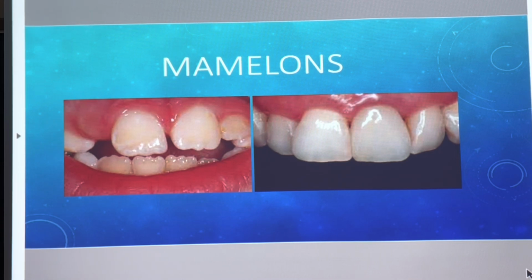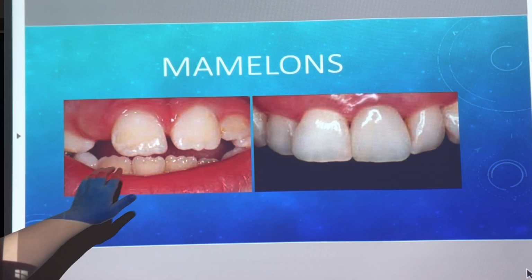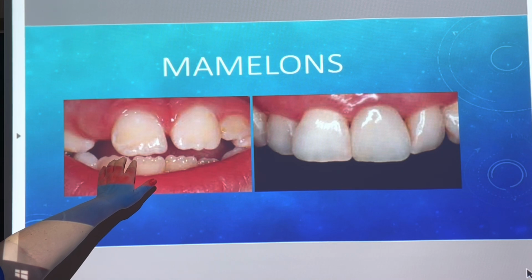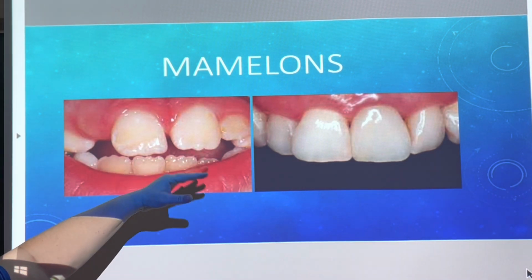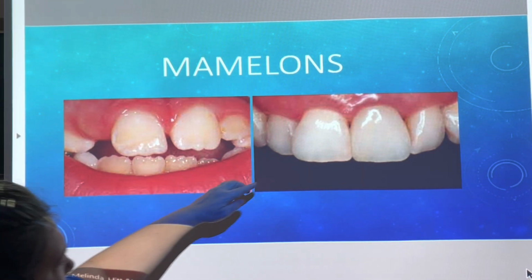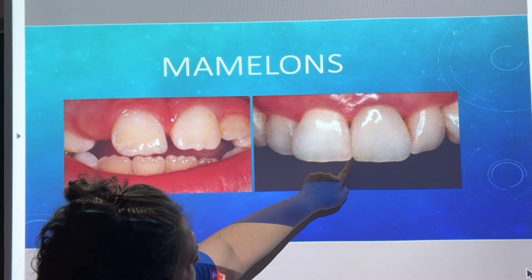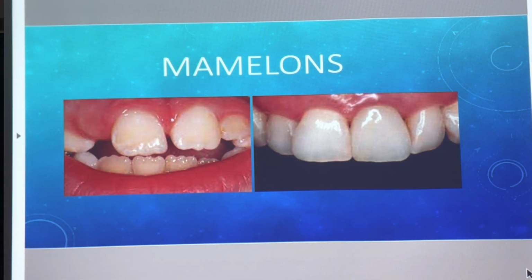Now, as we get older, we will lose those mamelons. And a lot of students will ask, well, why do we lose them? How do we lose them? Over time, kids have these mamelons. As you get older, you grind your teeth, you hit them against each other, and you can still see them a little bit, but the older you get, the more you're going to wear down your teeth, just like tread on a tire. And so with the mamelons, it's perfectly normal.